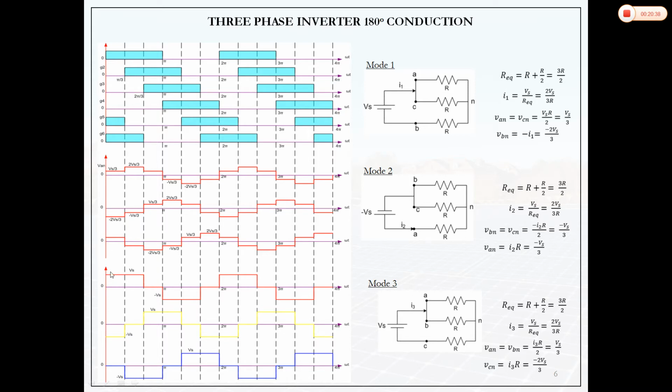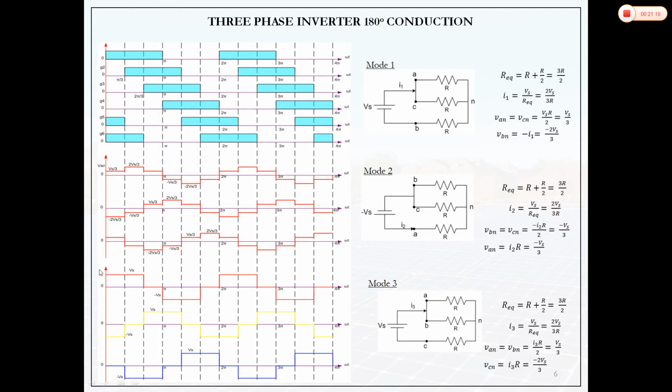You will get the line voltage by subtracting the phase voltages, VAN minus VBN. If you subtract these two, you get the line voltage. Vs upon 3 minus minus 2 Vs upon 3 gives Vs. Similarly, 2 Vs upon 3 minus Vs upon 3 gives Vs. Similarly here, Vs upon 3 minus Vs upon 3 gives 0. So for 120 degrees it is high, the next 60 degrees it is 0, then again for 120 degrees it is minus Vs, then the next 60 degrees it is 0. So it completes one cycle, then the same thing will repeat.